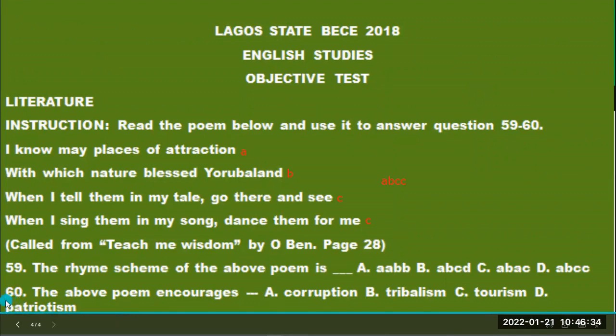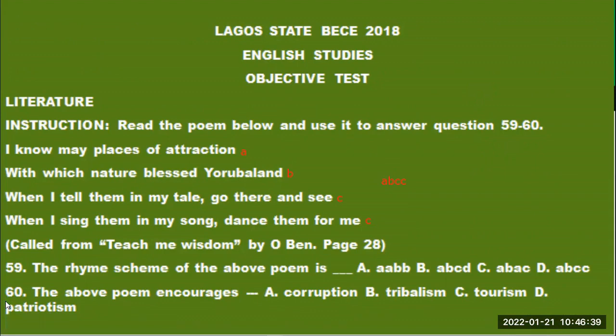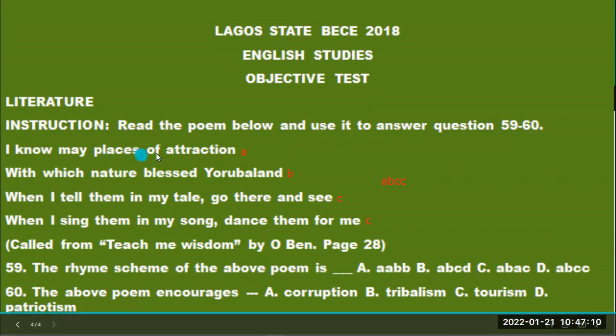Then let's look at question number 60. The above poem encourages dash. All right, you look at the poem, what is the subject matter? What exactly are the themes? What is the message here? I know many places of attraction, so take note of places of attraction. Because how you know what a poem encourages or what it teaches is by looking at its diction, the choice of words, all right? The words used. So I know many places of attraction.